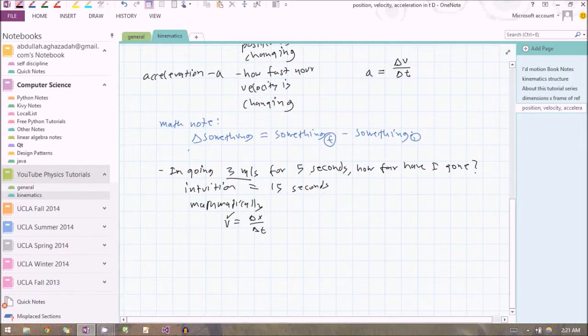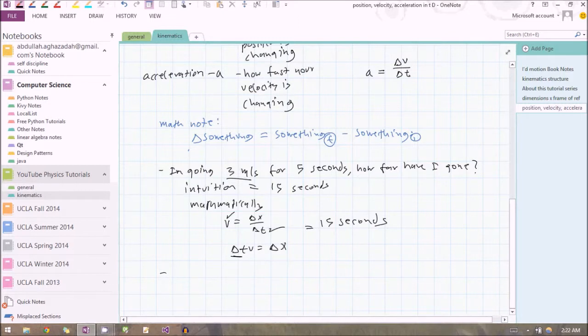So we know this, and we also know the time, the delta t. So now we can find out how far we have covered by solving for delta x. I'm going to assume that you know how to solve equations. So I multiply both sides by delta t, and I get delta t times v is equal to delta x. So how far I travel is going to be my delta t, which is 5 seconds, times v, which is 3. So mathematically, I still get 15.